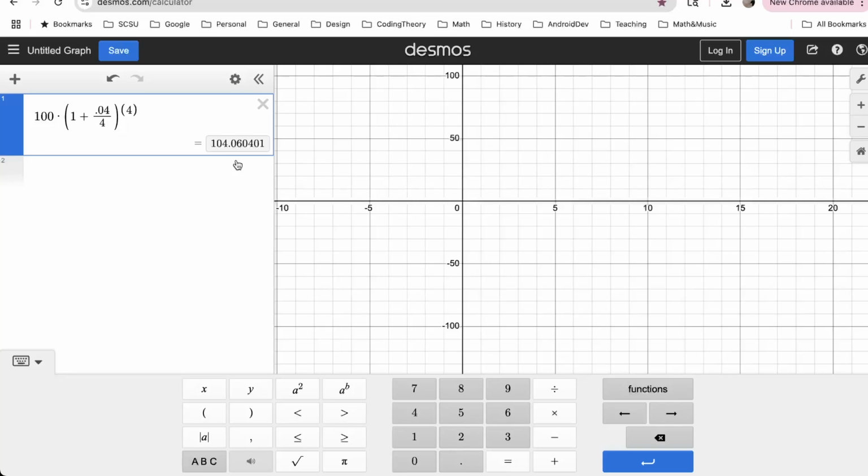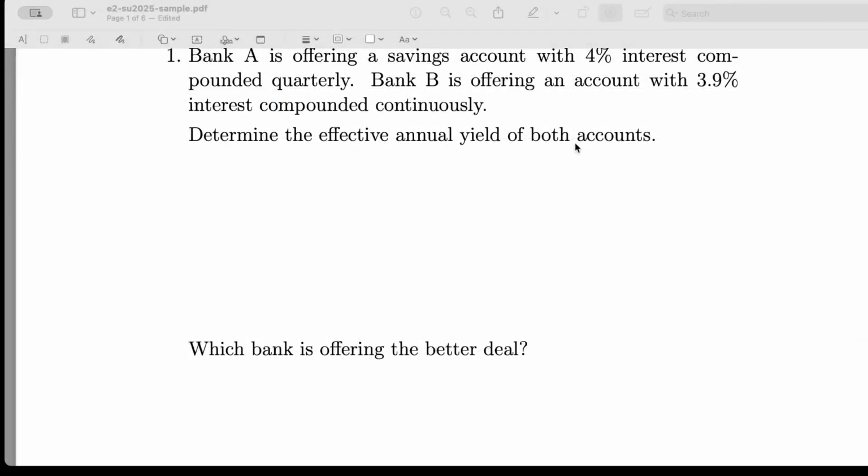104.06. Now, I said that you could read this as a percentage because I use 100 as the principal. It's not that it's 104% though, right? The fact that it's 100 is that your principal is still there. The additional money is the 4.06. So that's 4.06%. All right, so let me put that answer into the exam. Bank A had 4.06% effective annual yield. I'm going to put that there.